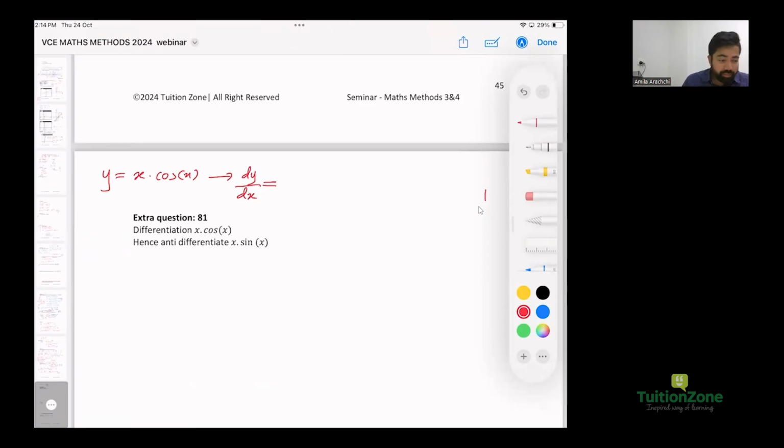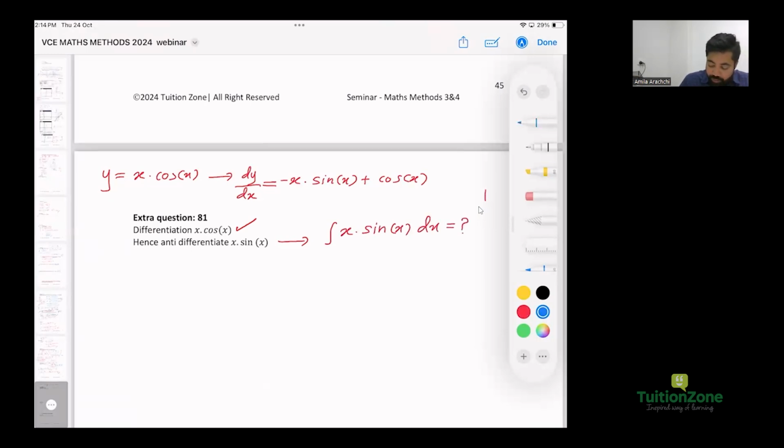It's a product, isn't it? So x times negative sine x, and then plus cos x. Is that true? So negative x sin x plus cos x. And so this is the first part. And then the question asking, hence anti-diff x sin x. So literally they're asking to find integration of x sin x. So this is what they're asking.